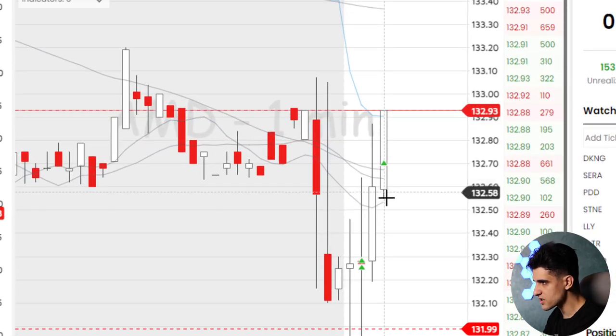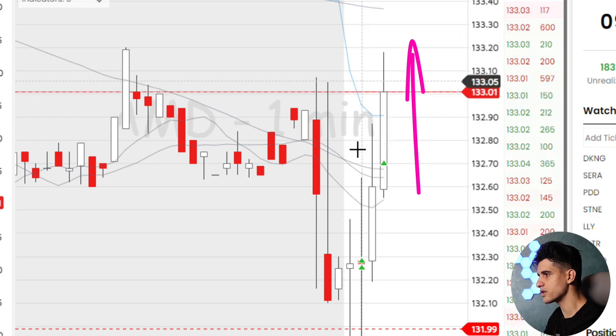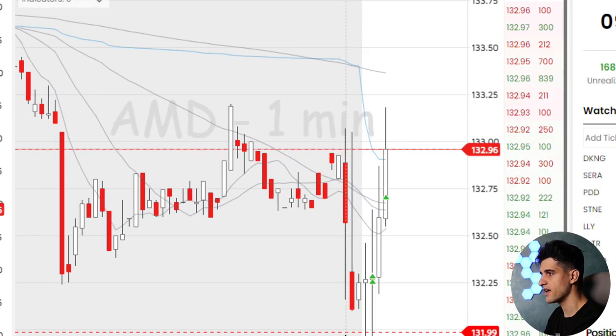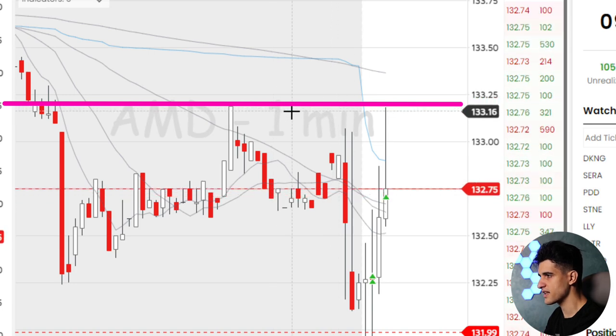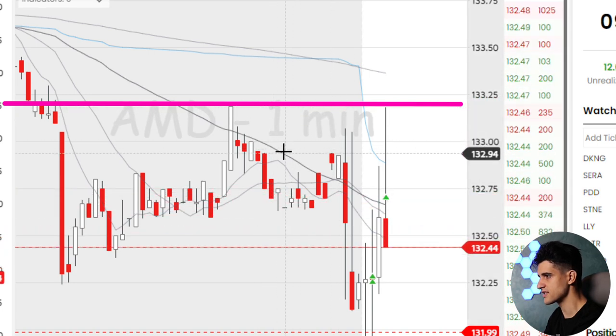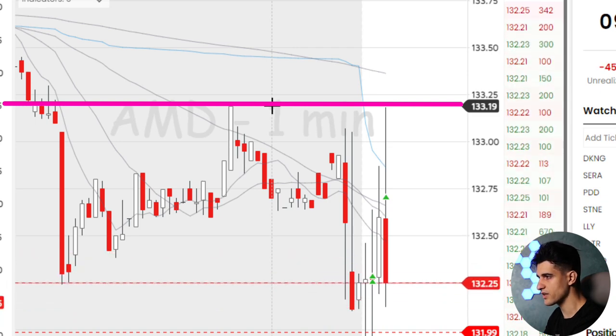This candle tried to sell off and it gave us some sort of a wick, but it did not sell off, and now it's shooting to the upside. This is actually a good sign, and what you could do at this stage is maybe start taking partials or start selling at the levels of resistance. The first level of resistance that you could see around here is 133.20.